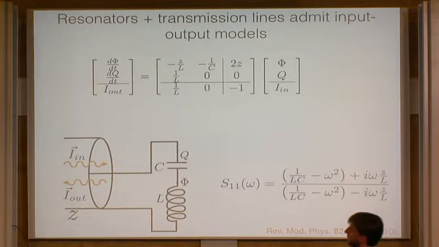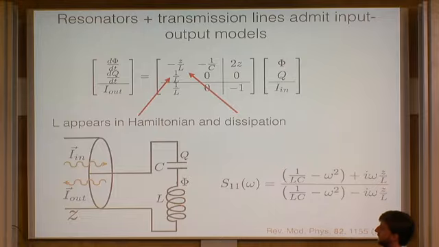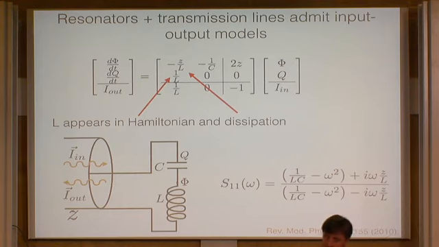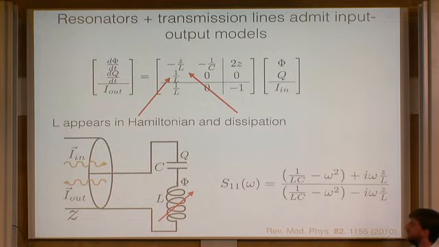What's important to note here is that this inductance L actually appears in both Hamiltonian-type dynamics and dissipative-type dynamics. The center frequency of this resonator depends on L. Also, the impedance of this LC resonator, which determines how quickly it dissipates into the transmission line, also depends on L. So if L is the tunable thing in this simple circuit, you're going to tune both of those things simultaneously.